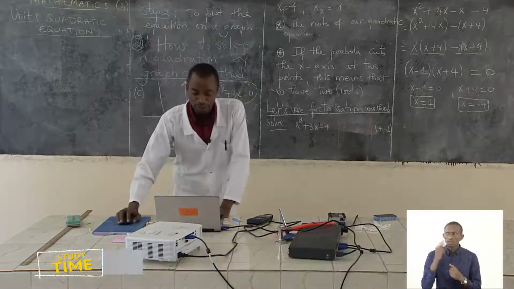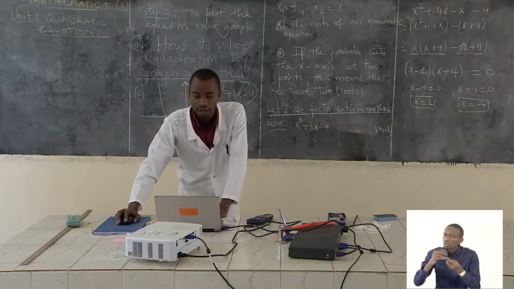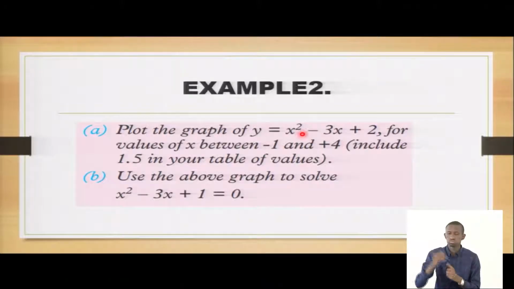As you can see from the PowerPoint, we have example number 2. Our example number 2 is to plot the graph of y equals x squared minus 3x plus 2 for values of x between negative 1 and plus 4. You need to include 1.5 in your table of values. Then in part B, we will use the above graph to solve x squared minus 3x plus 1 equals 0. Students, we are going to do this question together, and then we finish it. I want you to have an exercise notebook, and also a pen and a pencil, and then we work on it. Let's go to example number 2.